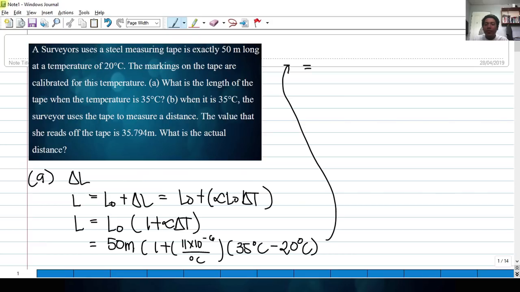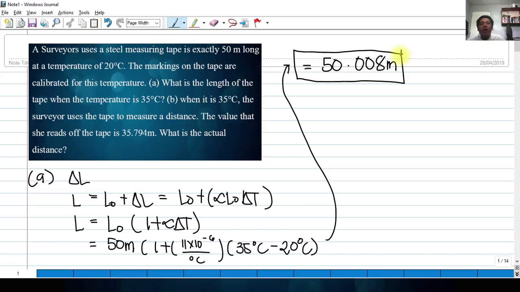So we have 50.008. So the length from 50 meters became 50.008 meters. So that is a very small amount of expansion. But technically, if you're very strict with the length, this might be critical. Okay, from 50 it became 50.008 meters after a change in temperature of 15 degrees, because 35 minus 20 is 15.